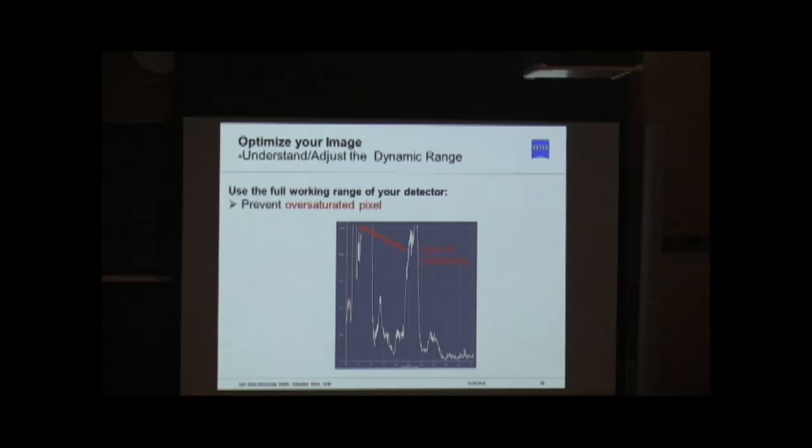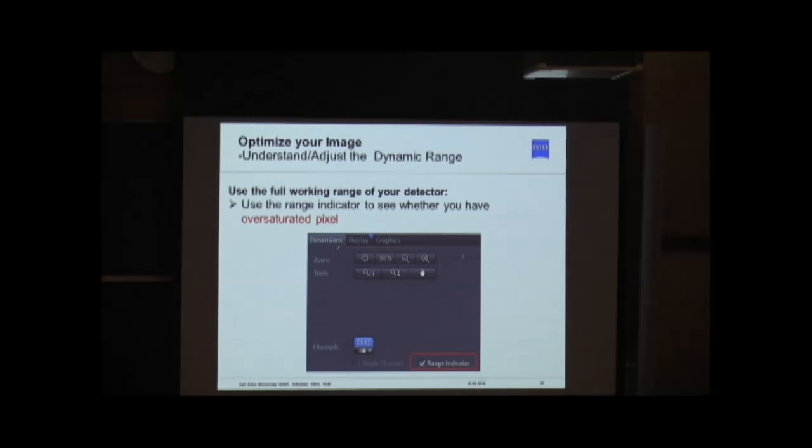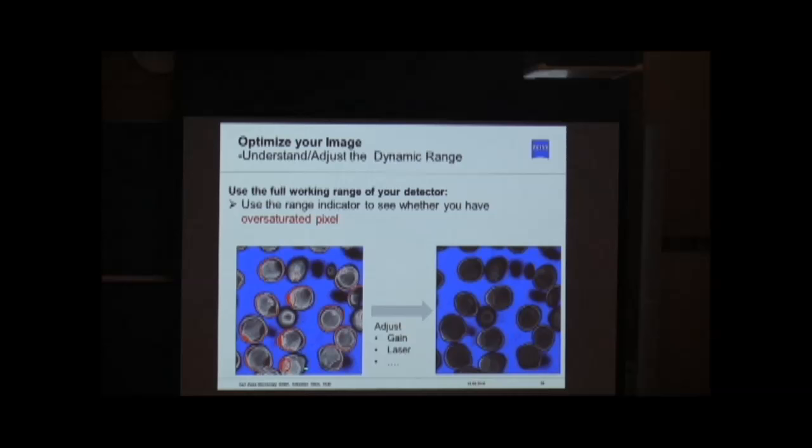So we've implemented something that is very nice and easy to use, which you find under the dimension tabs. This is a so-called range indicator box. Once you check this range indicator box, the image will change to, let's say, black and white, and pixels that would be oversaturated will appear red. So you immediately see, looking at the image, whether you have some oversaturated pixels in the image.